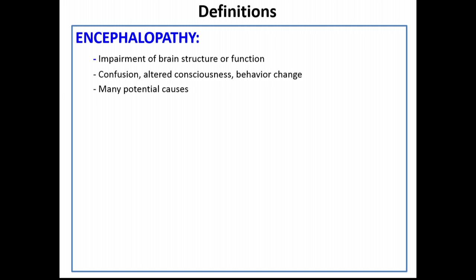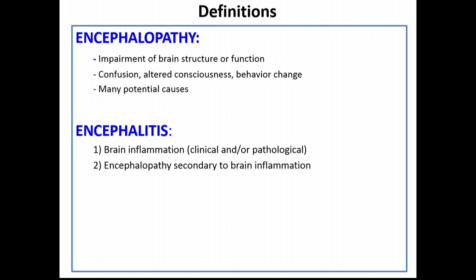So let's start in the beginning. An encephalopathy is a term that really everyone knows and deals with every day, but I think it's worth making sure that we're all on the same page in terms of what we mean by these terms. So when we say encephalopathy, we mean an impairment of brain structure or function, altered mental status, and it has many potential causes. When the cause of the encephalopathy is an itis, when it's inflammation, we call that encephalitis.